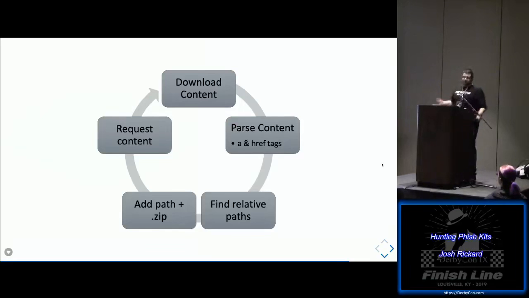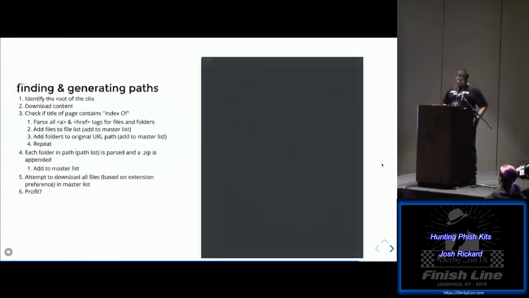Parse the content, look for any A or href HTML tags, and find any of those relative paths, meaning if you're in an href, you'll have a folder path. Add them to a master list, and then just start adding .zip to each one of those as you expand. Keep doing this recursively across every page that you encounter on that site. Then you just request content, and you keep going back and forth.